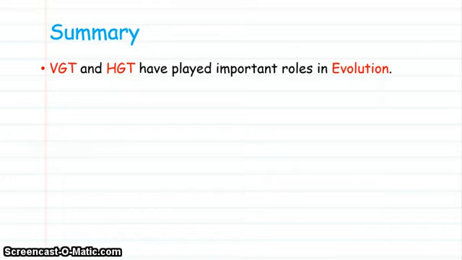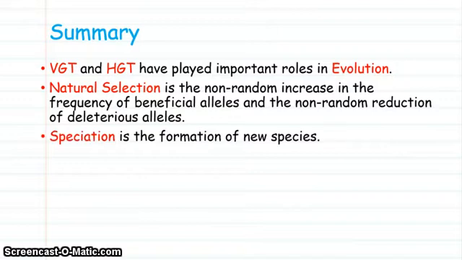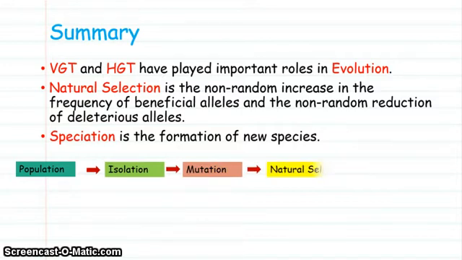So, in summary, we've learned that vertical gene transfer and horizontal gene transfer have played important roles in evolution. Natural selection, as a definition, is the non-random increase in the frequency of beneficial alleles and the non-random reduction of deleterious alleles. Speciation is the formation of new species, and to summarize that, we have an initial population that becomes isolated into two or more subpopulations. Mutations occur over time in those individual populations, and as a result, natural selection will enable those with the most beneficial alleles to survive, and that will lead to speciation.